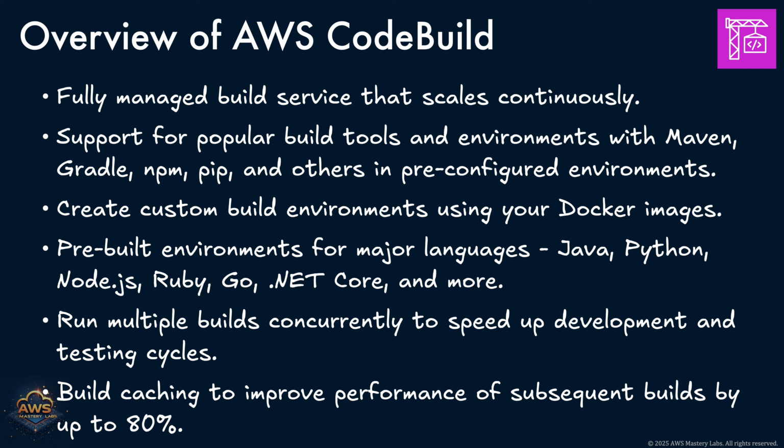To further improve performance, CodeBuild includes build caching, which stores and reuses dependencies between builds. This can reduce build times by up to 80%, significantly speeding up your development feedback loop. And just like other AWS developer tools, CodeBuild is cost-effective. You only pay for the compute resources used during the build process. No idle charges, no long-term commitments.